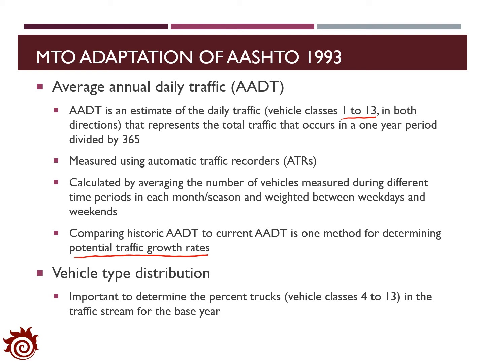Another thing we have to consider is the vehicle type distribution. As we specified previously, there are 13 vehicle classes we have to consider on the road, and vehicle class 4 to 13 will be trucks. We need to determine the percentage of the trucks in the traffic stream for the base year and estimate the ESALs during the design period.